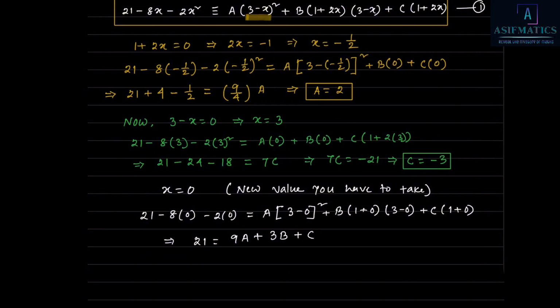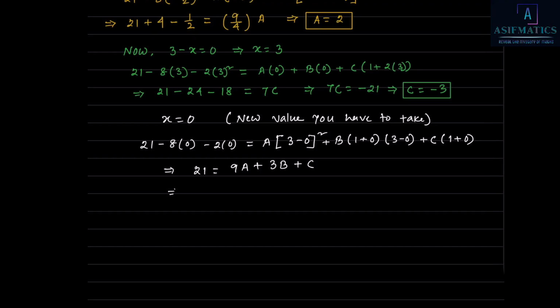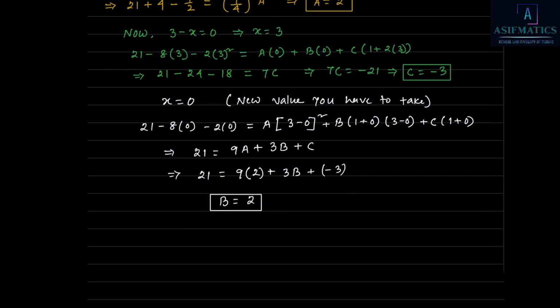We already have the a and c values, so just put these two values here. So we can write 21 equals 9 times 2 plus 3b, because we need to find b, and the c value is minus 3. If you calculate from here, we get our b value as 2. Alright, so we already got the a, b, c values, that is our target, and now we can write our main partial fraction.